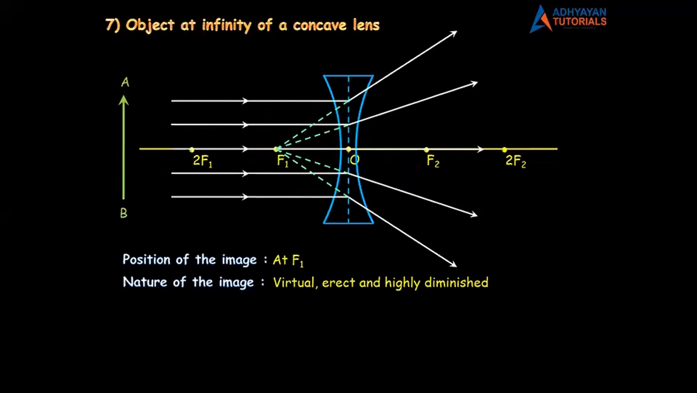अच्छा, मैंने तुम लोग को एक रूल बताया था. If the image is real, it is inverted. Similarly, if the image is virtual, it will be erect. So that's why the nature of the image is virtual. It is erect. And look at the size of the object. So big. Look at the size of the image. It is just a point. So I'll use the word highly diminished. So the nature of the image is virtual, erect, and highly diminished.